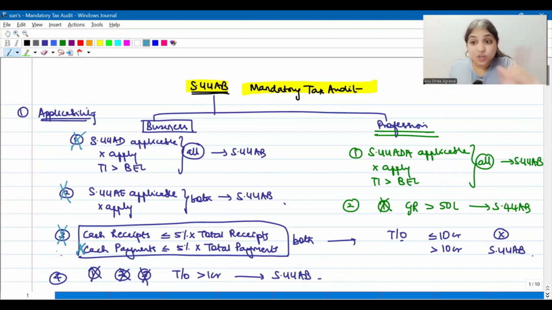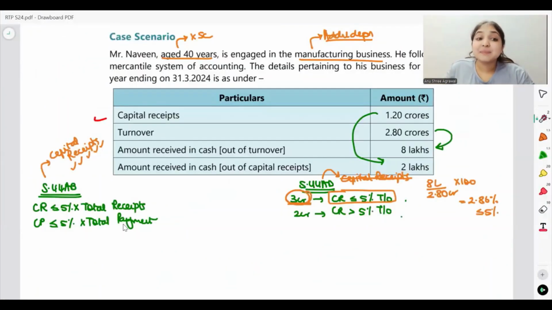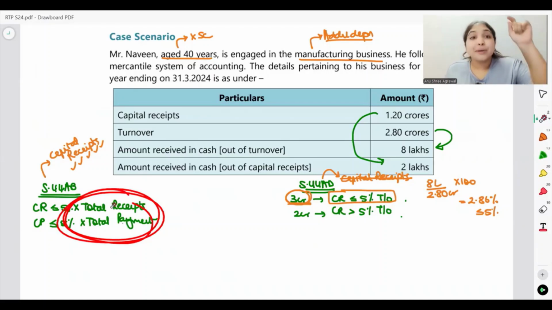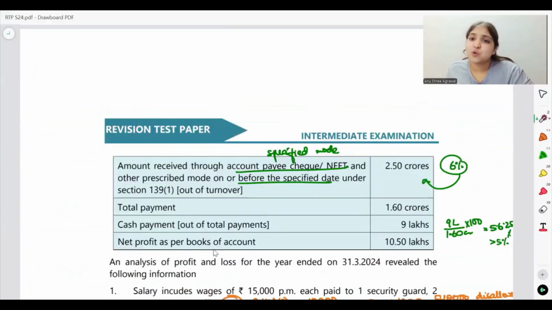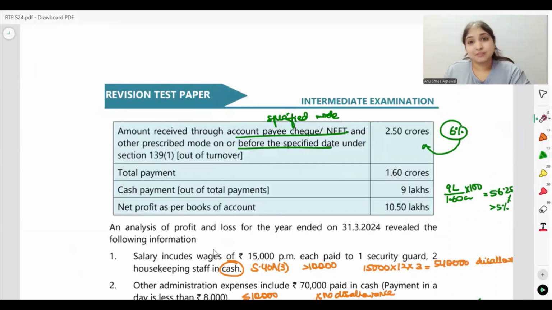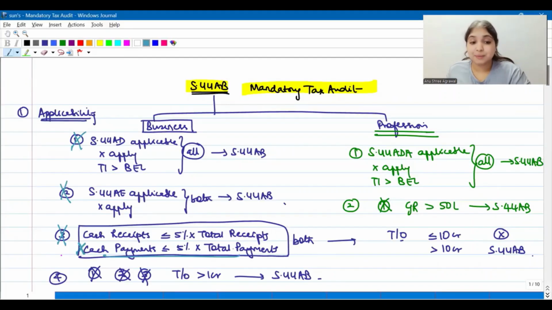Why is the third situation not applicable? Did you understand? Because cash payments are more than 5%. I don't even have to do the hard work of calculating cash receipts. If I had to, you know very well that even capital receipts I would have considered, because here I'm talking about total receipts. But I don't even have to do that because the cash payment is so straightforward over here. Cash payment is more than 5% of total payments. So this condition is not fulfilled. Third situation also dustbin. So what are we left with now?